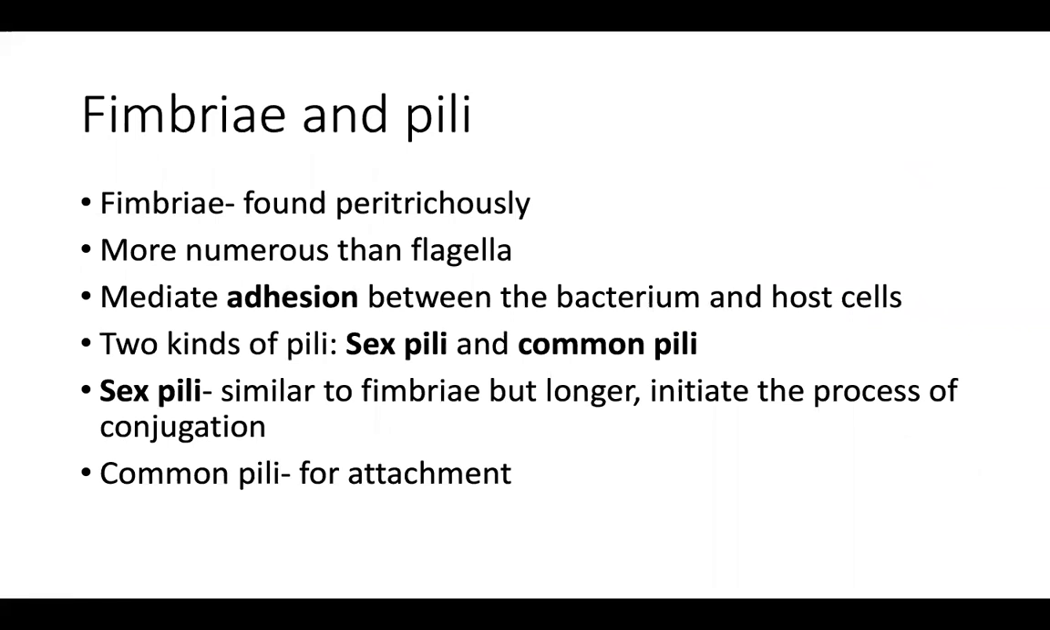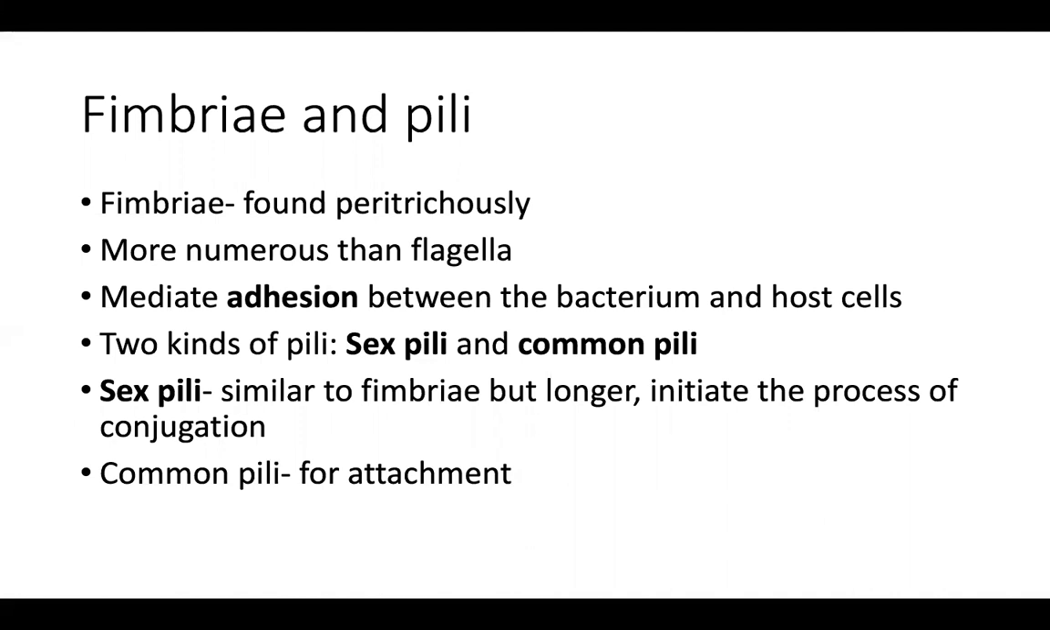Other organelles, you have fimbriae and pili. Fimbriae are found peritrichously, which means they are found all around the bacterial cell, and they're more numerous than the flagella. Why are they important? They mediate adhesion between the bacterium and the host cells. And then we have the pili. You have two kinds of pili: the sex pili and the common pili. The common pili are also adhesins, so they're important for the attachment of bacteria onto different surfaces.